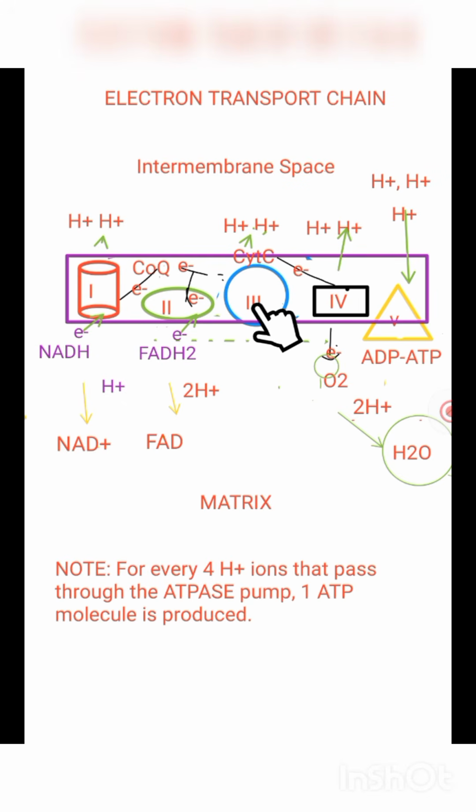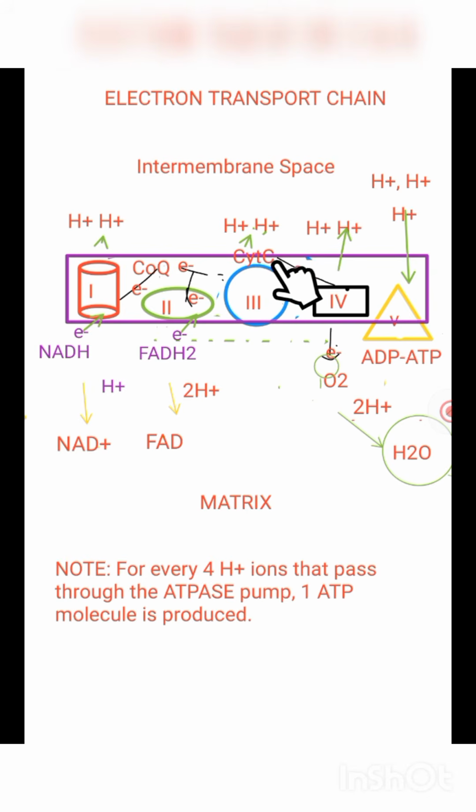Now, complex 3 has a proton pump. So it has the ability to pump protons. And we know what happens when electrons come through. The excitement is inevitable. So this becomes supercharged and allows the pumping of protons from the matrix of the mitochondria into the intermembrane space. Once this is achieved, the electrons that are within complex 3 will be channeled to cytochrome C, which is right at the top of complex 3.